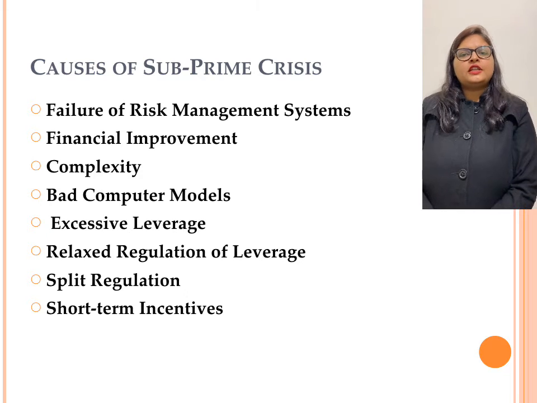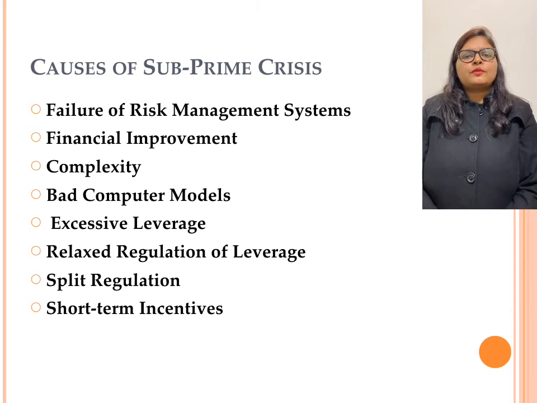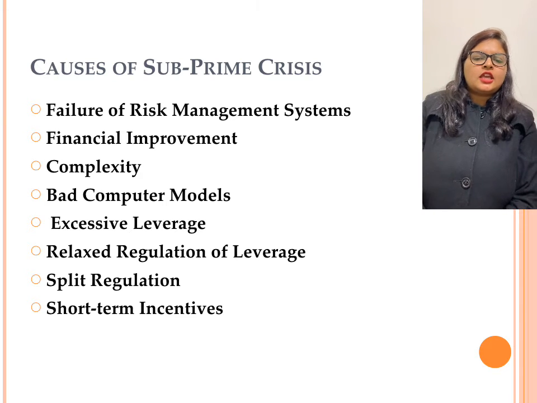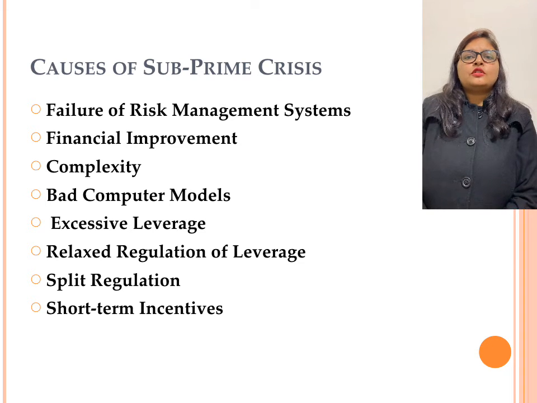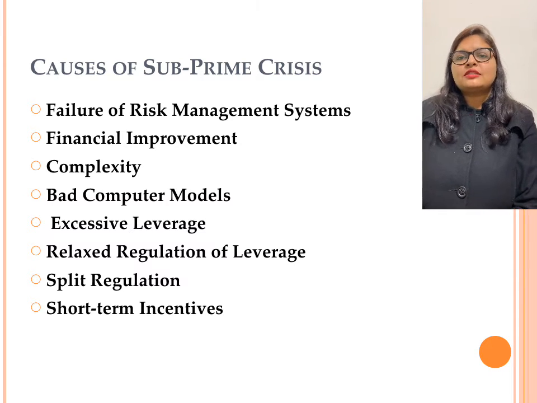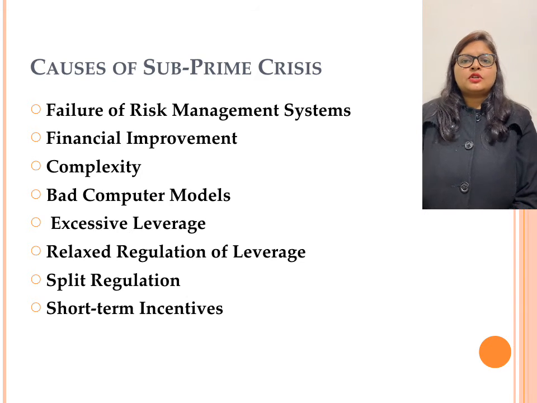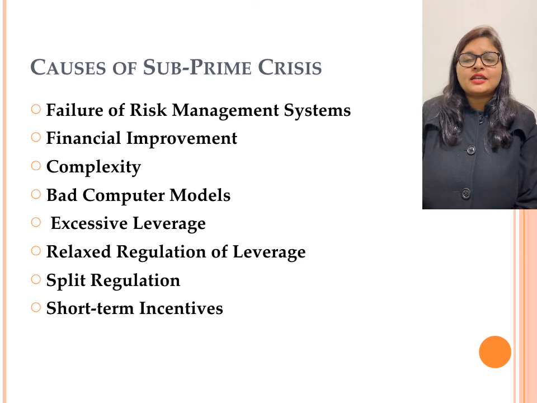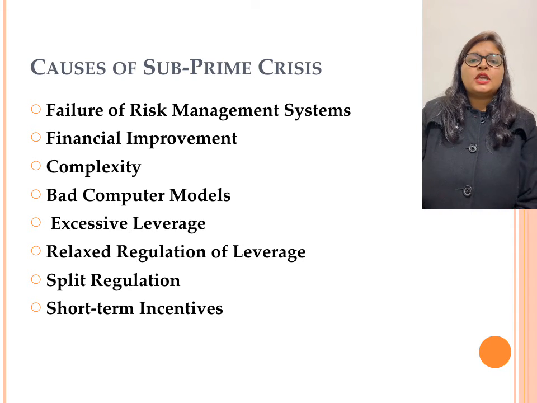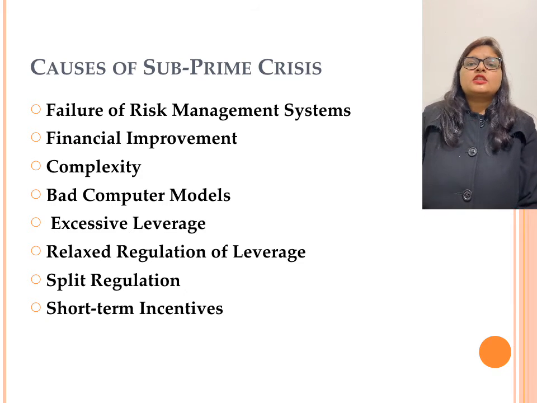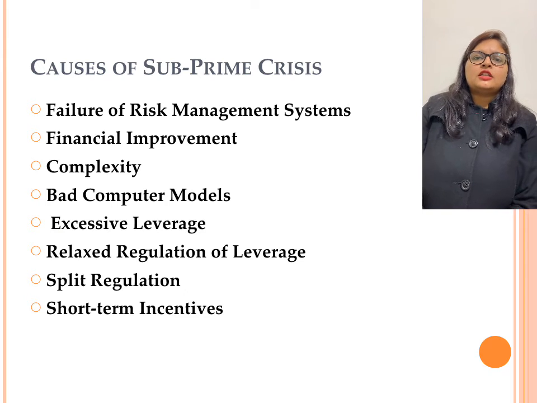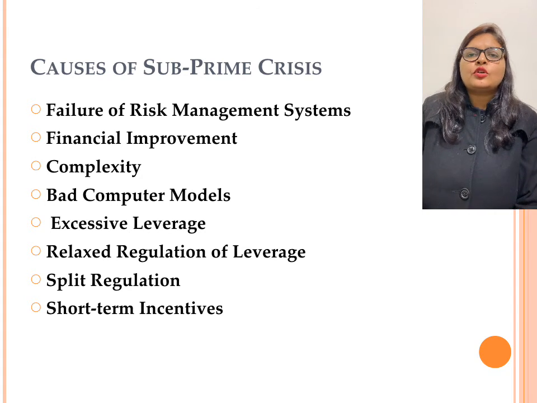Another cause includes failure of risk management system. The US government or banks were not able to categorize the risk into asset risk, market risk, credit risk, or counterparty risk, and the financial innovation and complexity in the instruments. That time they introduced securitized products, special purpose vehicles. People were not capable of understanding those complex instruments, and the bad computer models were the main cause of failure, because they were not predicting the actual situations, and excess leverage policy by the Federal Reserve, and the relaxed mortgage policy, and then the short-term incentive.